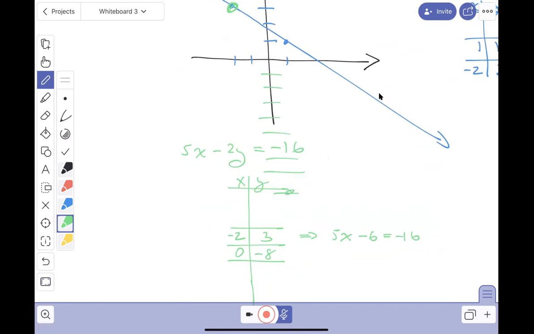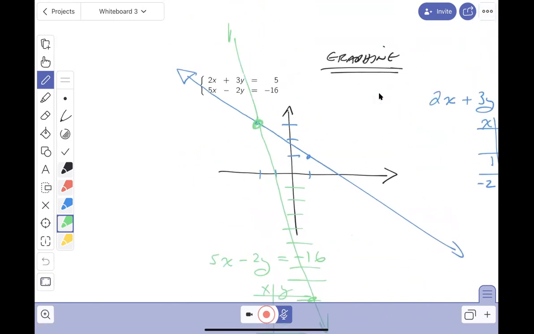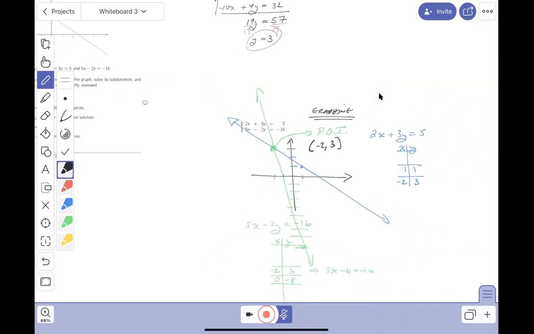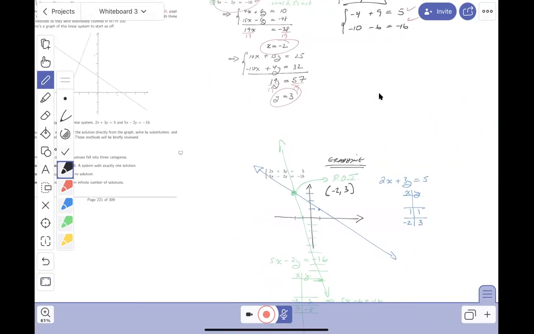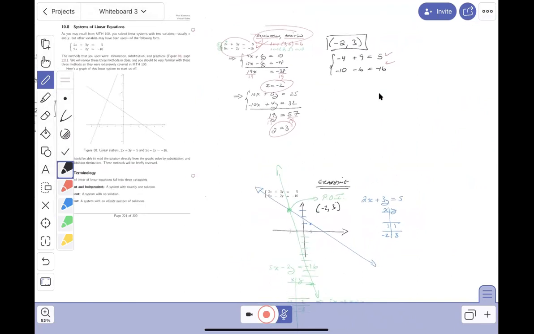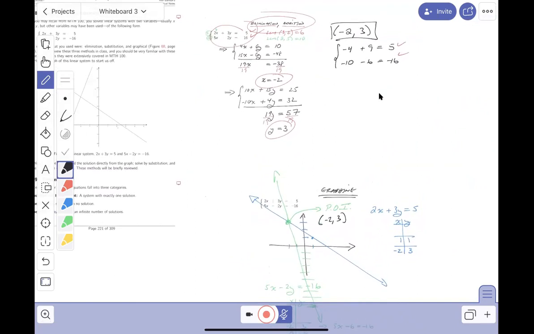Way over there. Let me draw that line through now. And lo and behold, I found a point of intersection. It's right over here. What's the point of intersection? It occurred when x was minus 2 and y was 3. Did we know that? Of course we did. How do we know that? The very first technique we used, the elimination addition method, led to that answer.